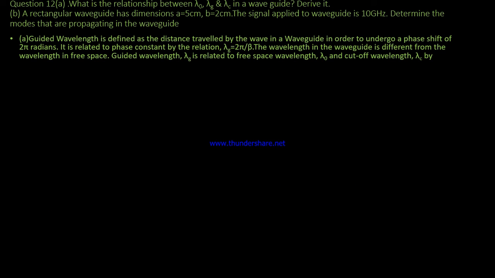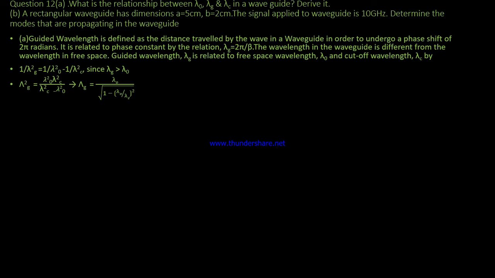The A part. We have a guided wave. Lambda g is the guided wavelength. Guided wavelength is defined as the distance traveled by a wave in a waveguide in order to undergo a phase shift of 2 pi radians, which is related by lambda g equals 2 pi over beta. The wavelength in the waveguide is different from the wavelength in free space.